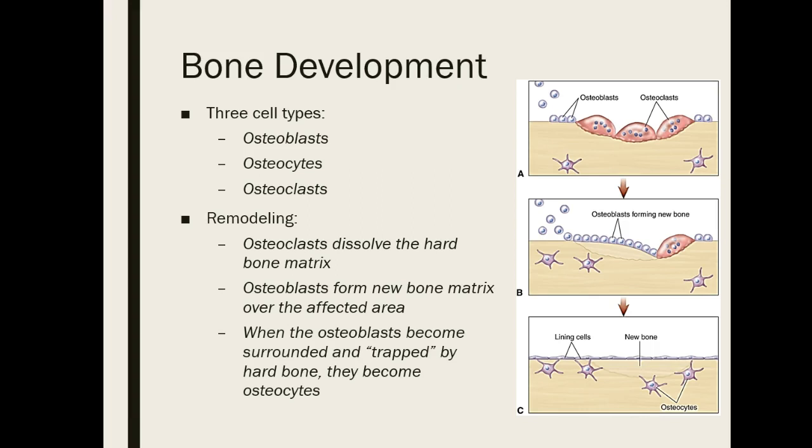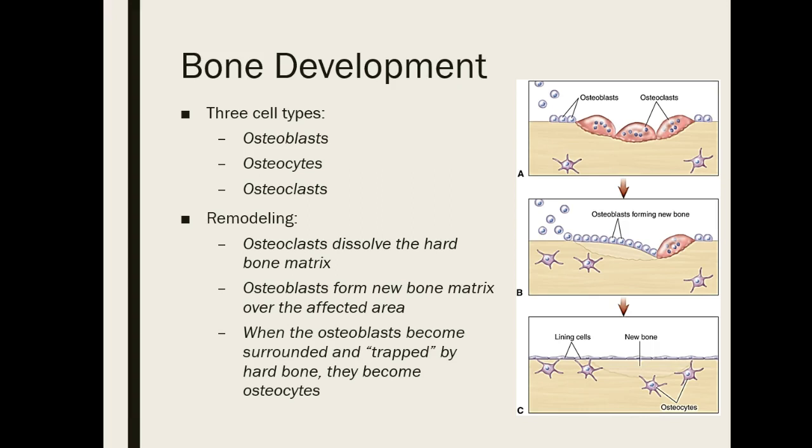So here we'll talk about bone development. We have 3 different types of cells that play a role in this bone development: osteoblasts, osteocytes, and osteoclasts. So the osteoclasts are responsible for dissolving the hard bone matrix. The osteoblasts are going to form the new bone matrix over the affected area. Once they harden, those osteoblasts become osteocytes. So this process can be a little bit confusing. Typically, we are going to see this when there's an injury or stress to the bone.